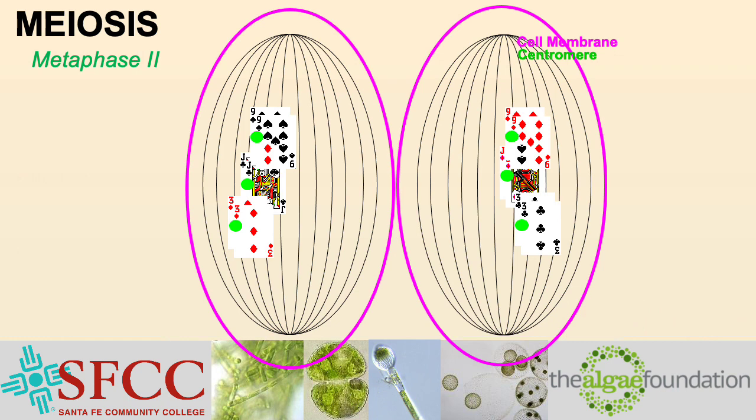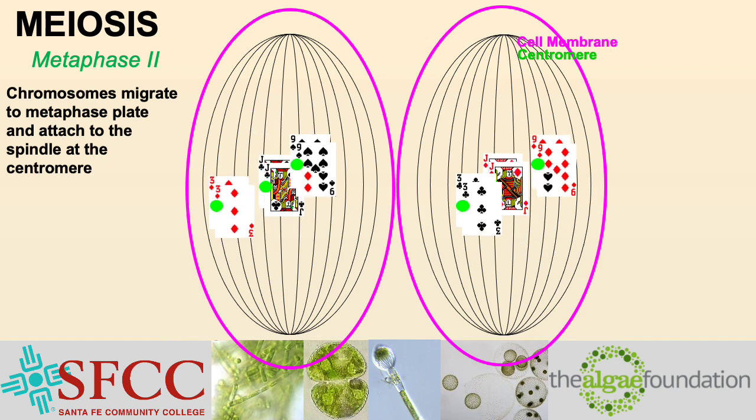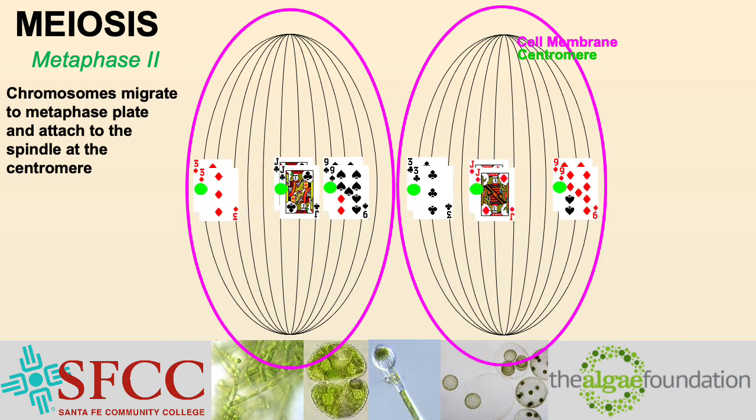In metaphase II, the condensed homologous chromosomes attach to the spindle along the equator by the centromeres, just like in mitosis. The only difference is that the chromosomes are now considered haploid because the red and black cards are in different cells.